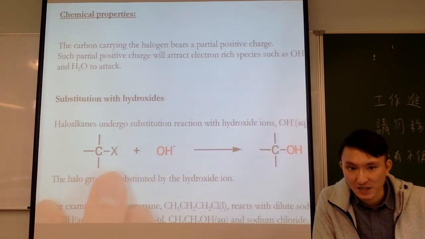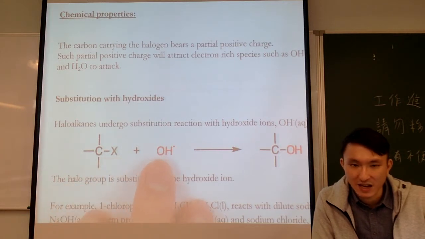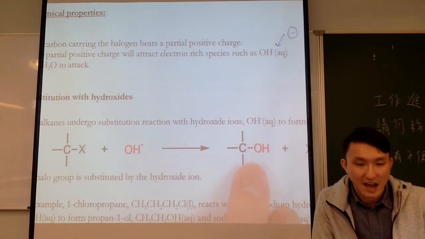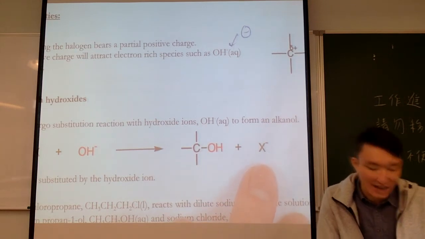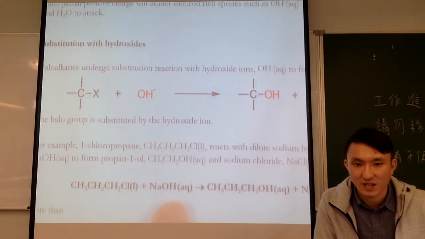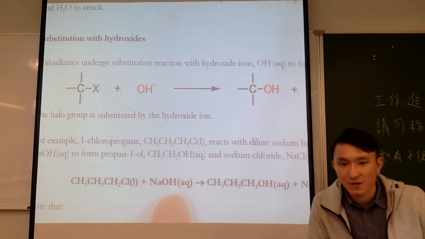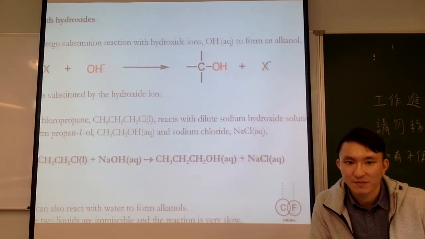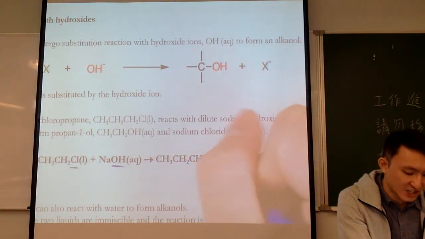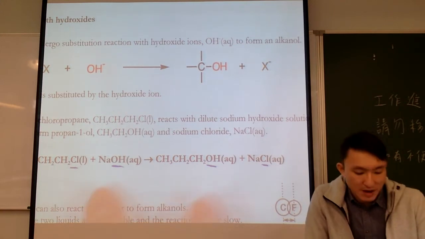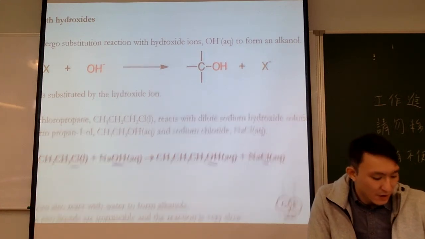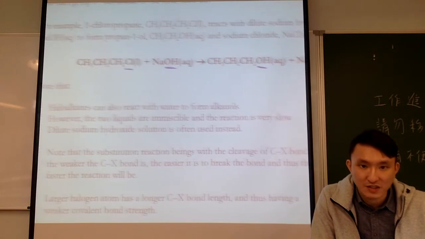So here we have the haloalkane, and then it reacts with a hydroxide ion. Basically, they are exchanging or replacing one another, and therefore forming an alcohol plus a halide ion. Okay. Now, an example here: we have 1-chloropropane reacting with sodium hydroxide. So this substitution reaction occurs, resulting in the formation of propan-1-ol and sodium chloride. Okay, so you see how the groups are exchanging. The sodium ion here is a spectator ion, but it's okay to put it down in the equation as well.